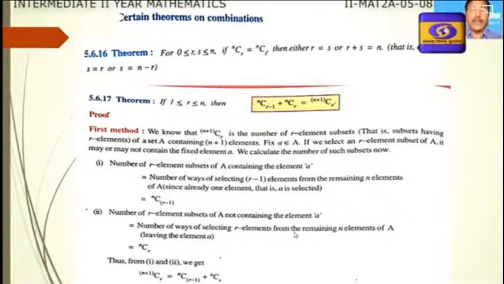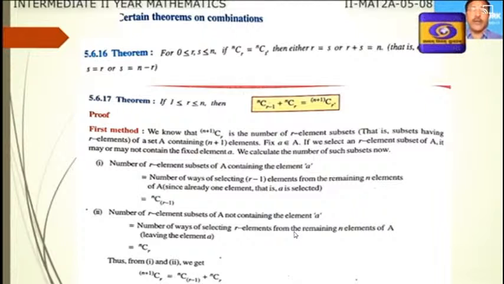We know that (n plus 1)Cr is the number of r-element subsets, that is, subsets having r elements, of a set A containing n plus 1 elements. Now (n plus 1)Cr means what? Number of r-element subsets, formed from the set A having n plus 1 elements.